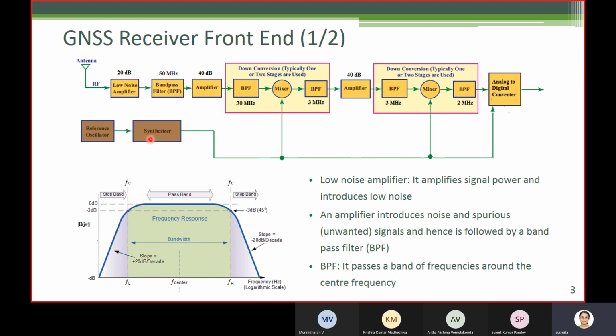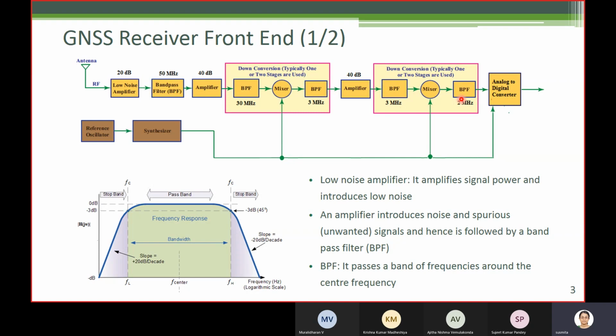And also note how the pass band is changing. 50 megahertz. So in this case, the antenna bandwidth was more than 50 megahertz. 50 megahertz, then 30 megahertz pass band. Finally, here it is 3 megahertz. This is also 3 megahertz. This band pass filter is required because we do not want unwanted signals. And later we'll see that before down conversion, a band pass filter is required. So it does not change the pass band, but it is required for other reasons. This one reduces the pass band further to 2 megahertz.